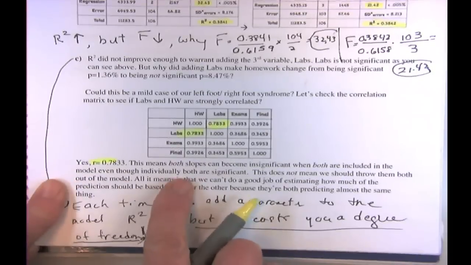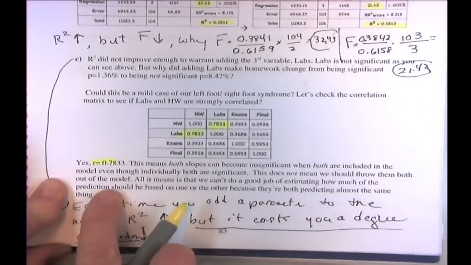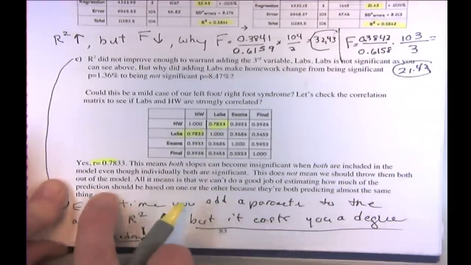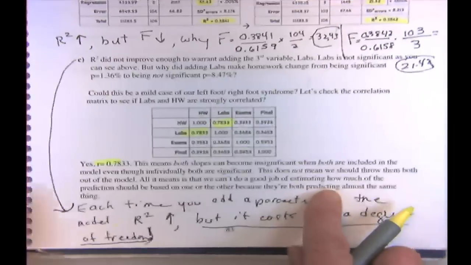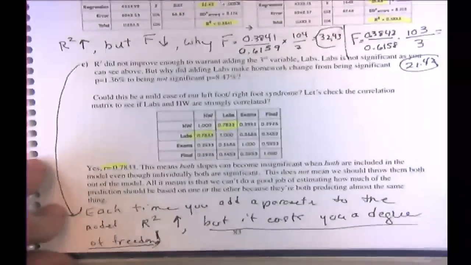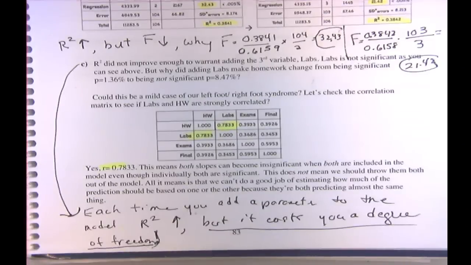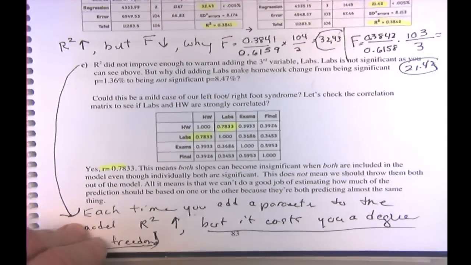That doesn't mean we should throw them both out of the model. All it means is that we can't do a good job of estimating how much of the prediction should be based on one or the other because they're both predicting almost the same thing. Does that make sense to people? All right, I know that's a lot to swallow. So now we realize we don't want them both in the model.